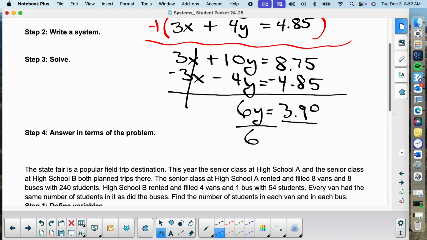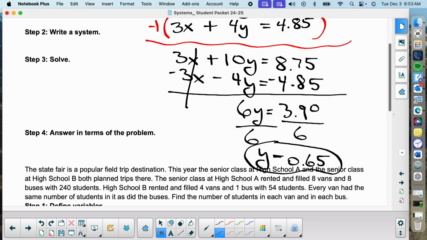I mean, it kind of looks like it's not gonna work out nice, but it actually does. So what do we get? We get 65 cents, thank you. We get 0.065 because it's in dollars, so that's 65 cents. And then somebody's gonna tell me how to find the second answer.